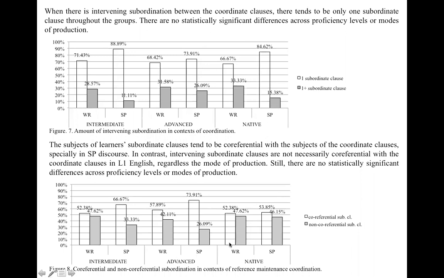So one conclusion, or one comment I can make here, is that the learners' discourse seems to be more coherent. So reference is maintained not just in the coordinate clauses, but also across any subordination, because the subjects in the subordinate clauses are co-referential with the subjects of the coordinate clauses. But this doesn't seem to be a factor in the native language.